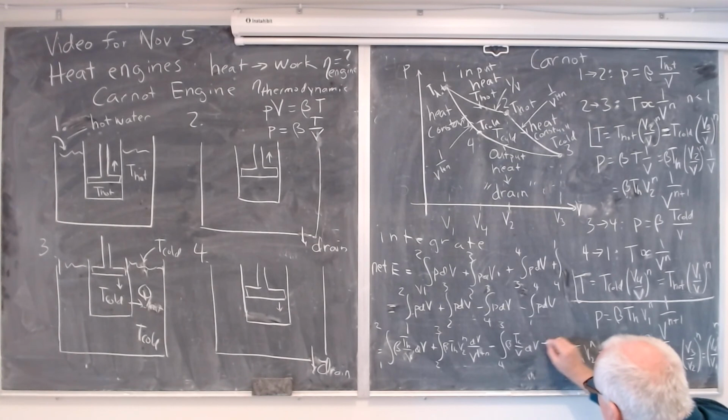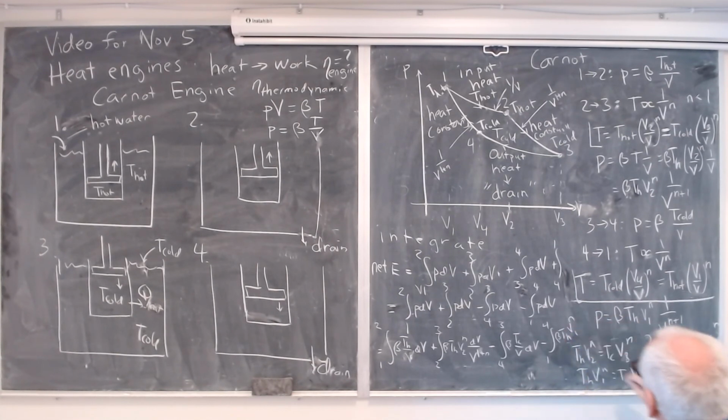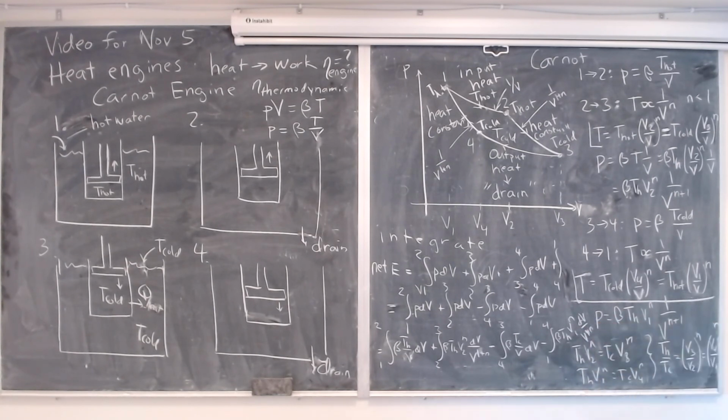And then I can write my thing here. From 1 to 4, beta T hot to the N, or T hot V1 to the N, using this one, times dV over V to the 1 plus N. Sorry, it's all scrunched, but it's there. So this is what we're going to do next time. We're going to do those intervals.